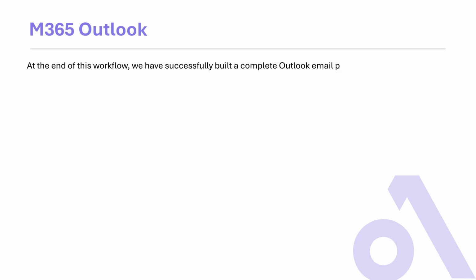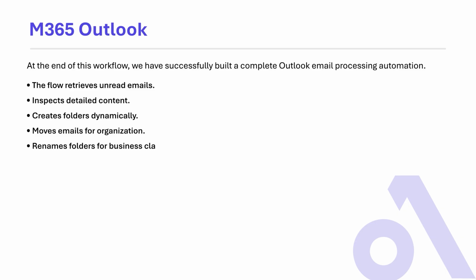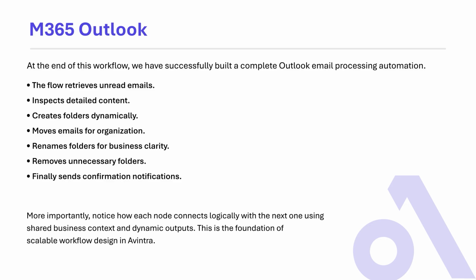At the end of this workflow, we have successfully built a complete Outlook email processing automation. The flow retrieves unread emails, inspects detailed content, creates folders, dynamically moves emails, renames folders for organization, removes unnecessary folders for business clarity, and finally sends confirmation notifications. More importantly, notice how each node connects logically with the next one using shared business context and dynamic outputs. This is the foundation of scalable workflow design in Avintra.